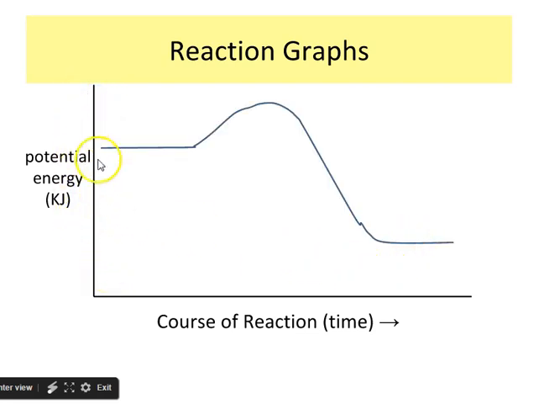All right, so at the start of the reaction would be at time 0, about right here. We're starting it with a certain amount of energy. Okay, these are our reactants. As the reaction takes place, we start producing products at the end, right?